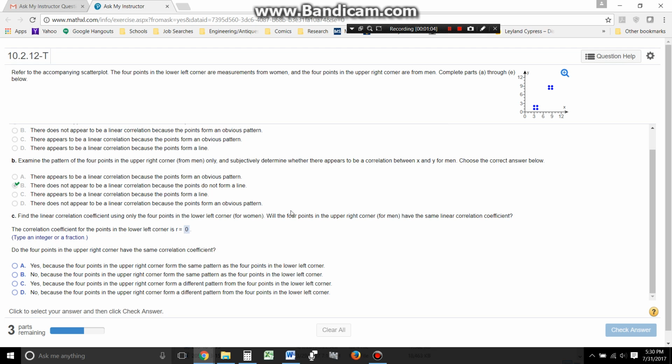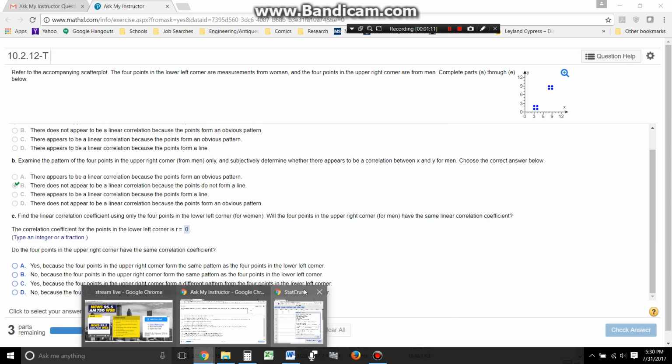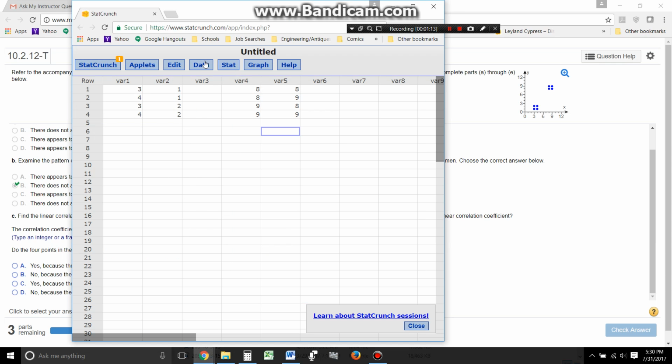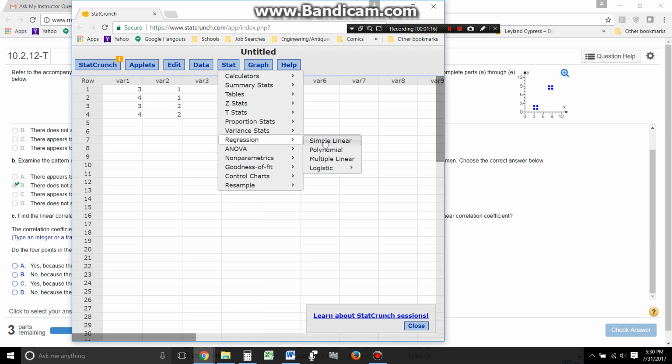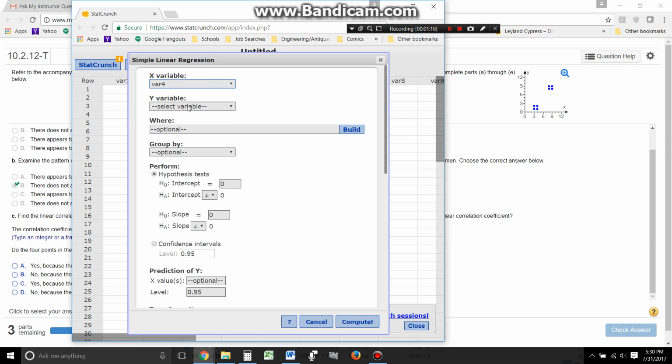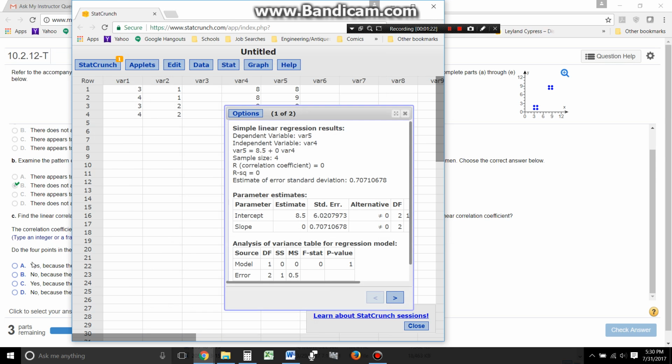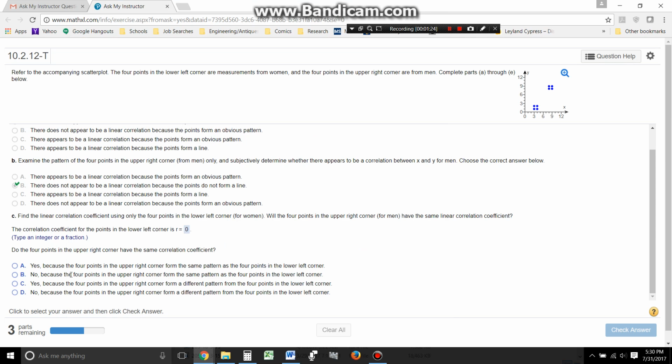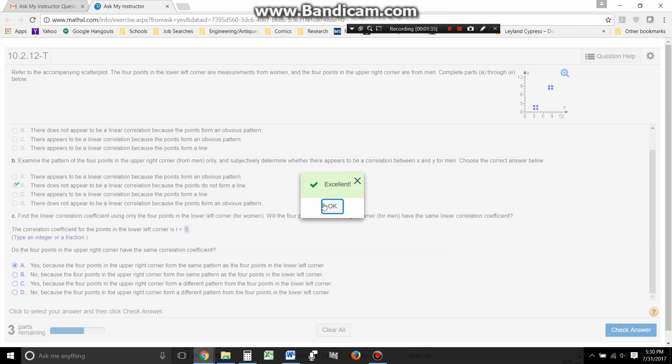Okay? And do the 4 points in the upper right corner have the same correlation? Well, they absolutely should. If we don't believe that, let's run it again. Regression, simple linear, var4, var5, and compute. And as you can see, it is the same. Okay, and the answer is yes. And the reason why is because the upper points form the same pattern as the lower points. So that's the reason why.